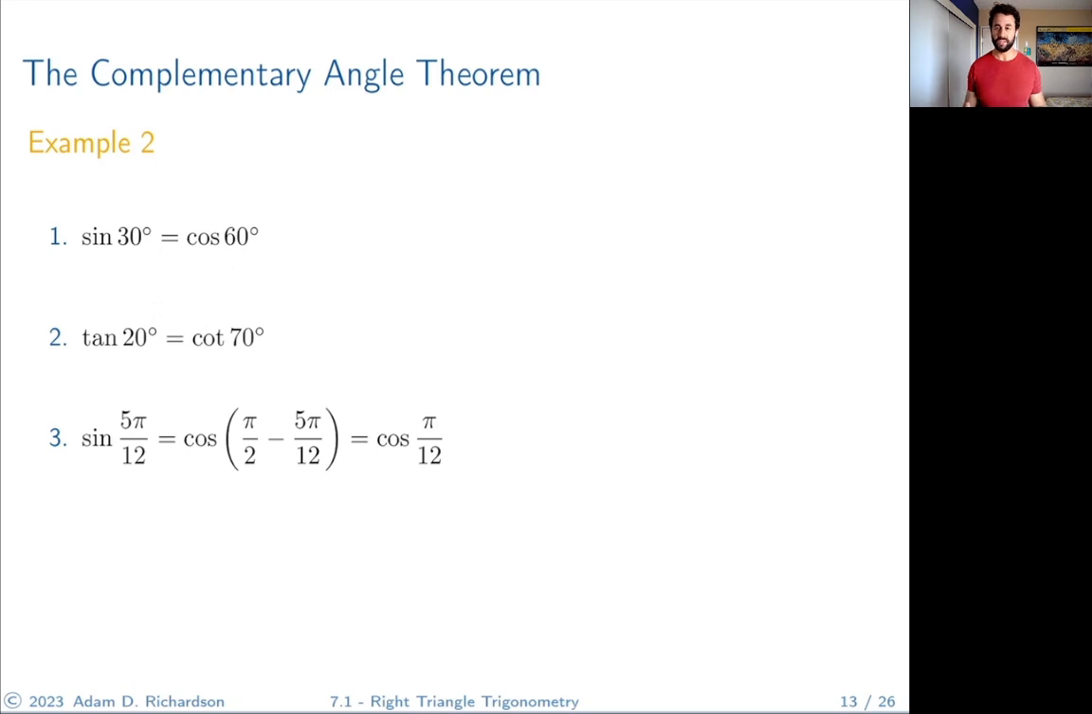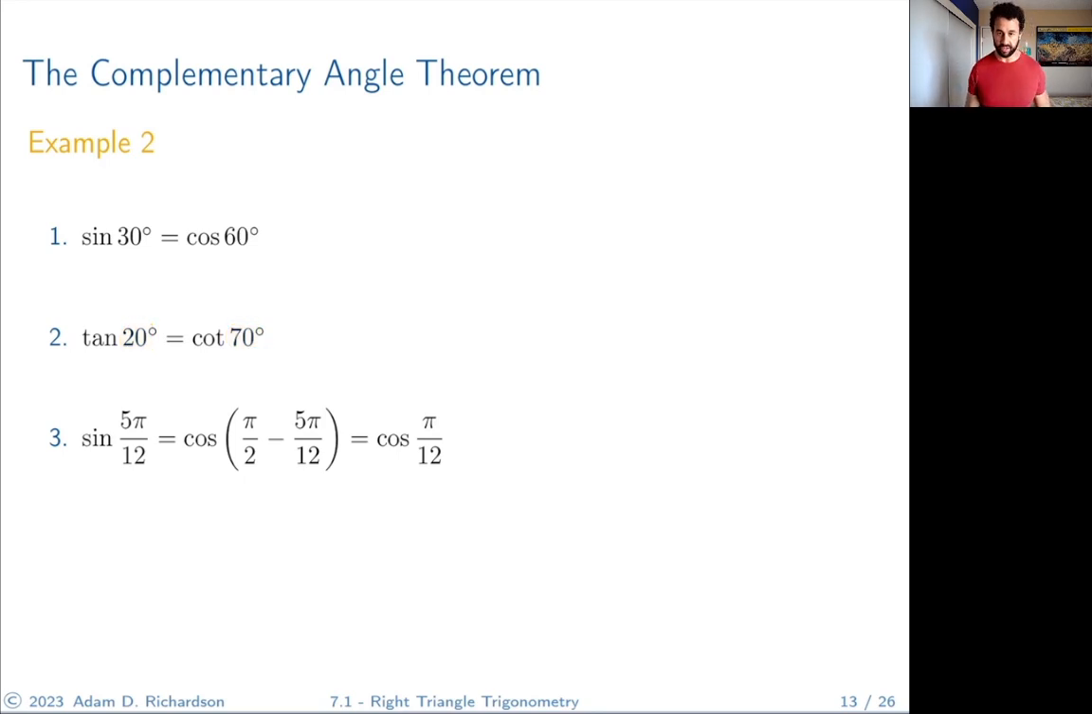So how are we coming up with these results? Well, we're basically just looking at the difference between 90 degrees and the original angle. So sine of 30 degrees, well, the complement to 30 degrees is 60 degrees. So sine of 30 degrees is cosine of 60. And then same thing down here. The complementary angle for 20 degrees is going to be 70 degrees because 20 plus 70 equals 90.